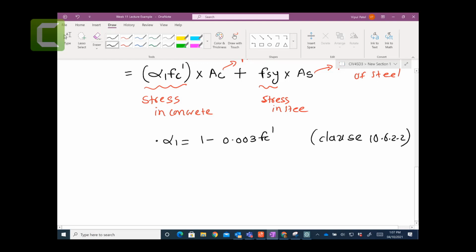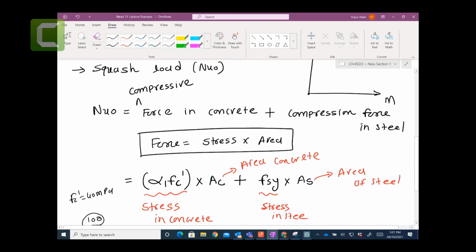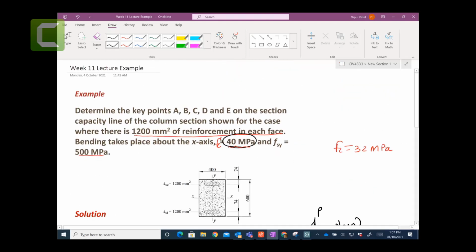Alpha 1 is basically this: when you have cylinders, you generally make them 100 millimeter by 300 millimeters, test them under compression load, and find this f'c of 40 megapascals. But when you put the same concrete in columns, which are short or long, they are not 300 by 100 millimeters. When you put the 40 megapascal concrete from the cylinder test in the column, the strength is reduced. So alpha 1 takes into account the size effect. Size effect means your capacity is reduced, and f'c was 40 megapascals here.